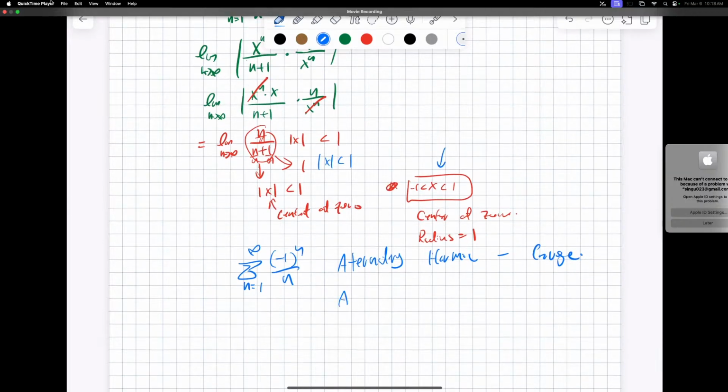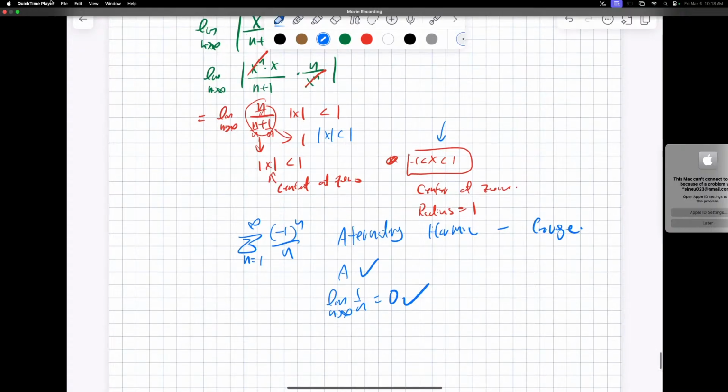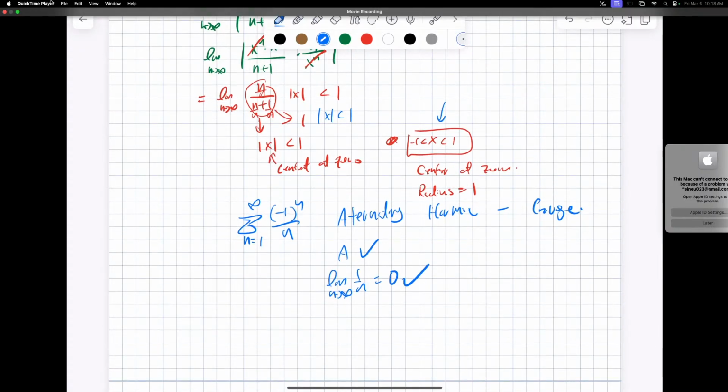We say, is this alternating? Yes. Is the limit as n approaches infinity of 1 over n always equal to 0? Yes. Right? And then what's the last one? Decreasing. I mean, 1 over n plus 1 is less than 1 over n. That's true. Check. So the alternating harmonic series converges.